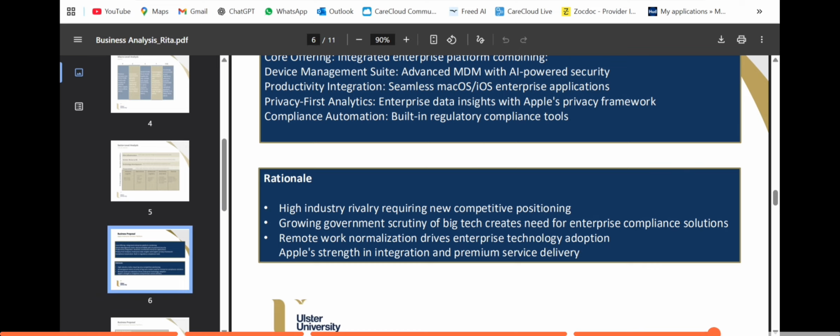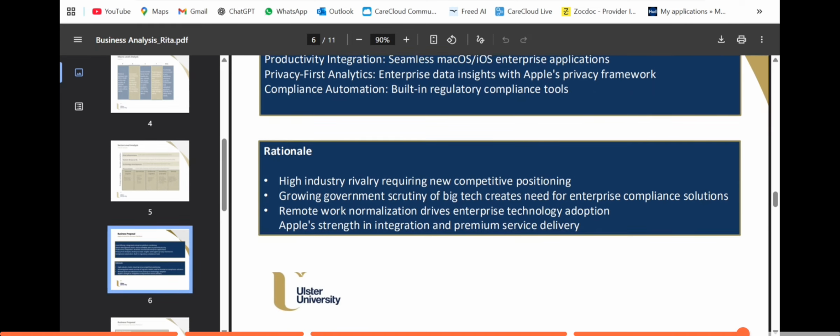And for the growing government scrutiny of big tech, they can create an enterprise compliance solution that other enterprises can use. Now, remote work normalization would also drive enterprise technology adoption, and then Apple's strength in integration and premium service delivery will really push them to become a success in this.